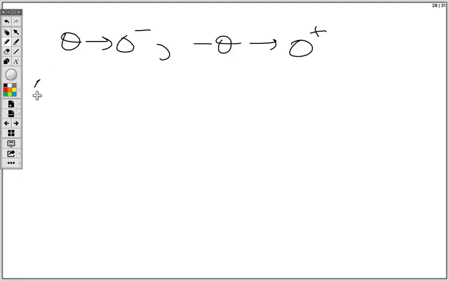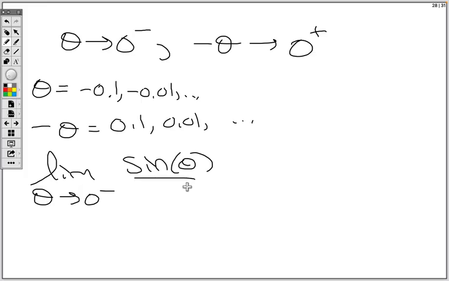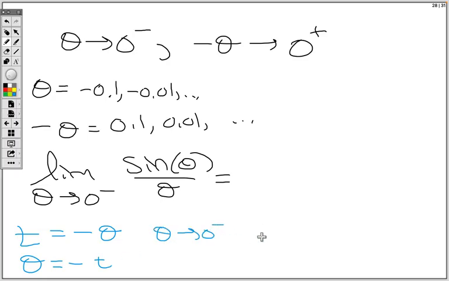So once again, why is that true? If theta is something like negative 0.1, negative 0.01, etc., then the opposite of theta would be 0.1, 0.01, etc. So if I'm looking at the limit as theta comes into 0 from the left of sine of theta over theta, I'll make a substitution. I'll let t be the opposite of theta. So theta is the opposite of t. Theta coming into 0 from the left is going to be equivalent to t coming into 0 from the right.